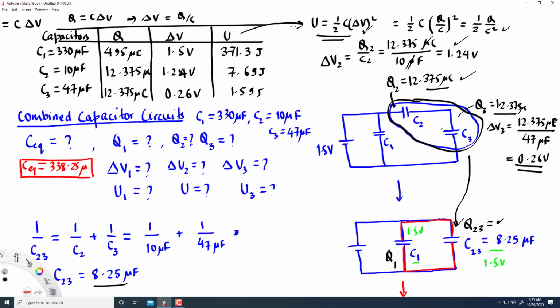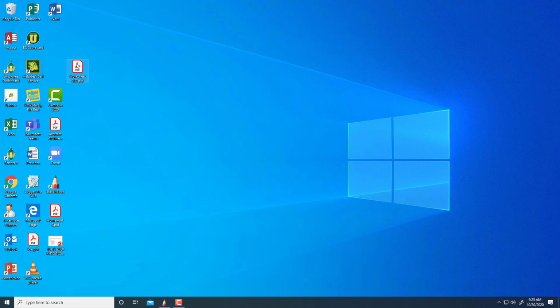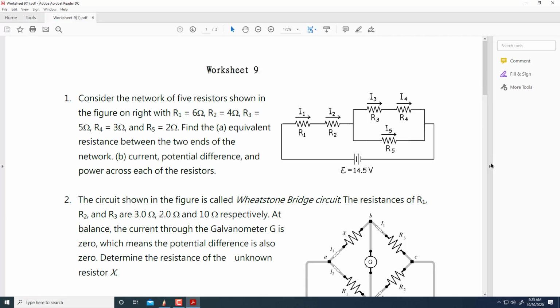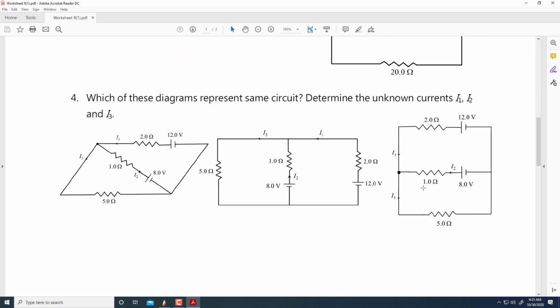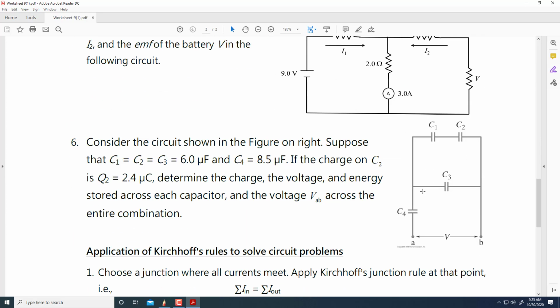So once you do this, you should be able to do the question from the worksheet. It's a similar kind of question. I think I showed half of this last time. So this is the worksheet question. It's the same thing as the one I just showed. You need to find charge, voltage, and energy stored in each of the capacitors. Okay, so let me just give you a little bit of a hint here.